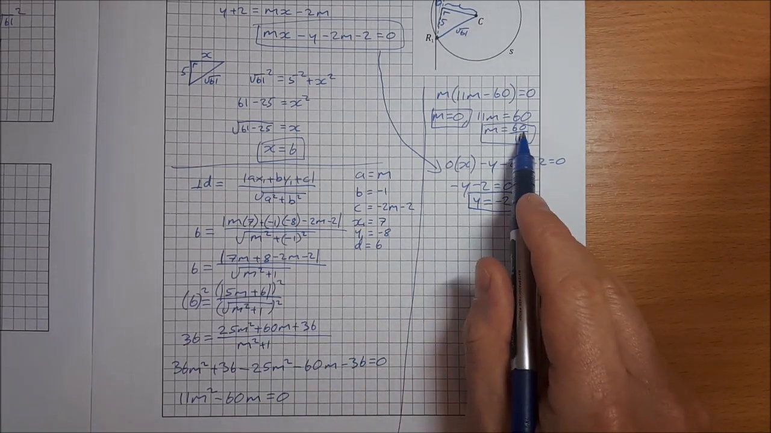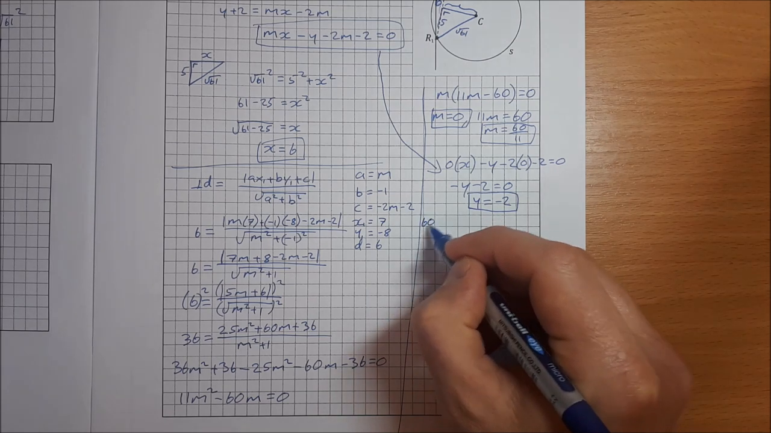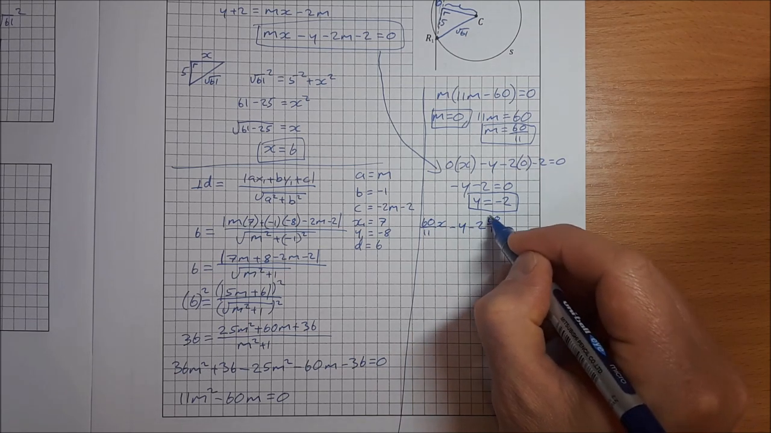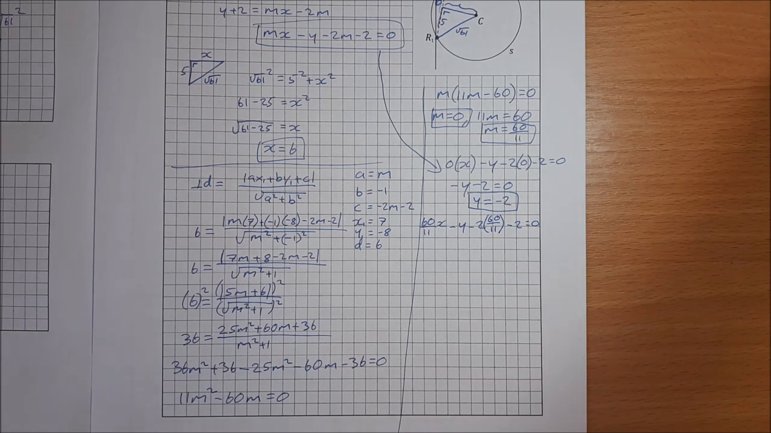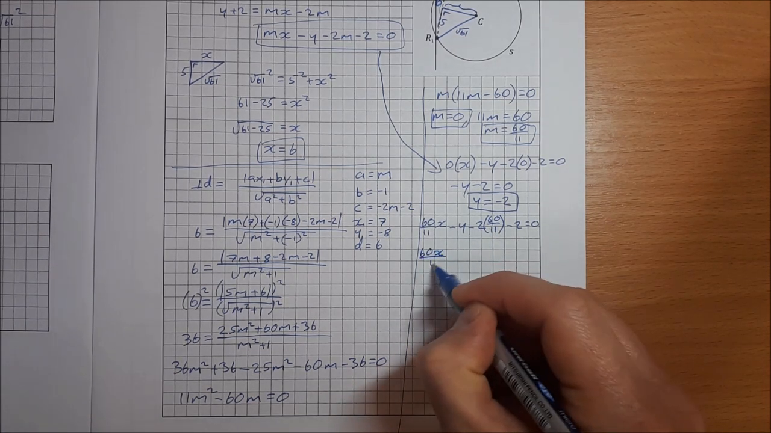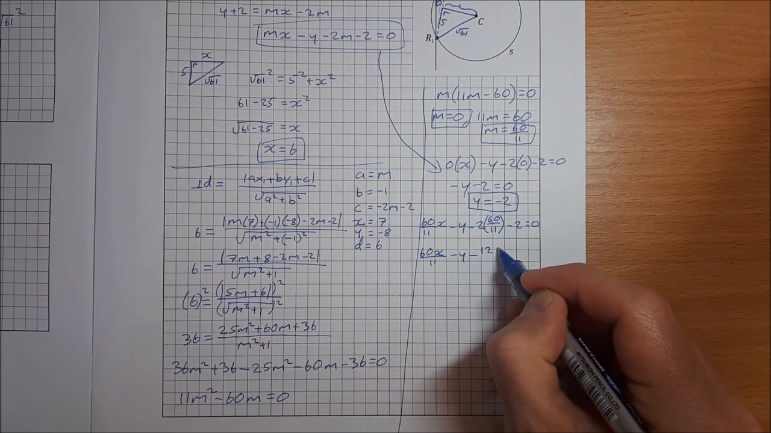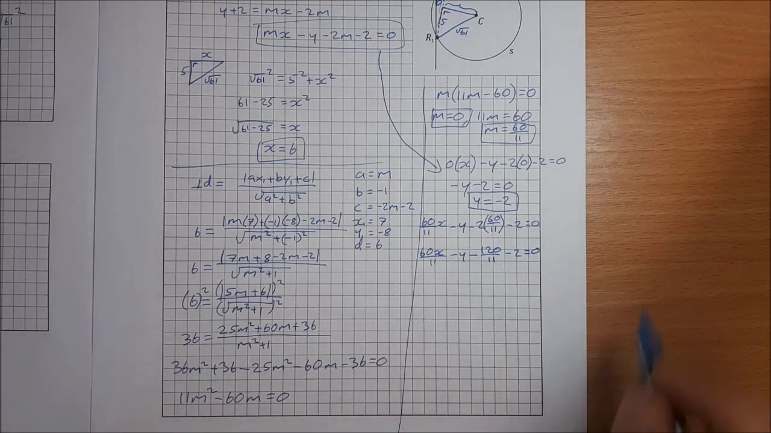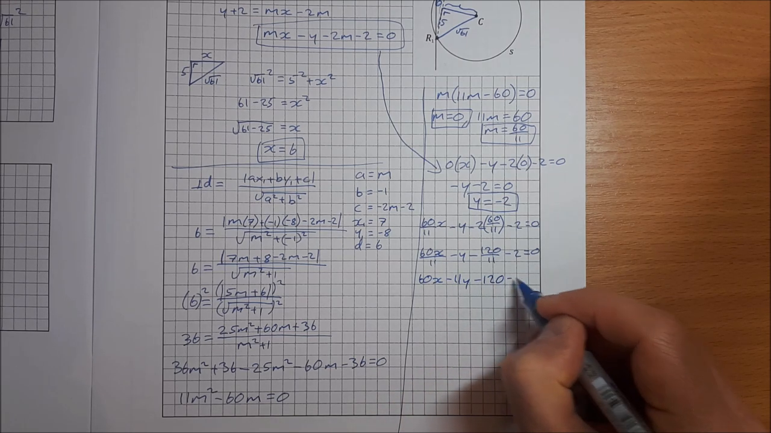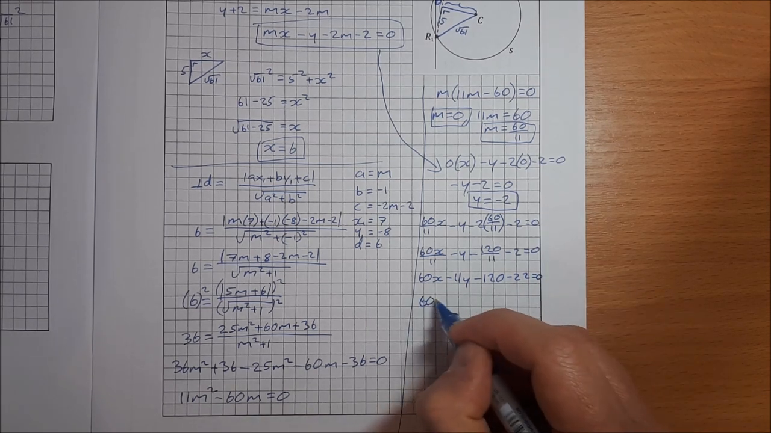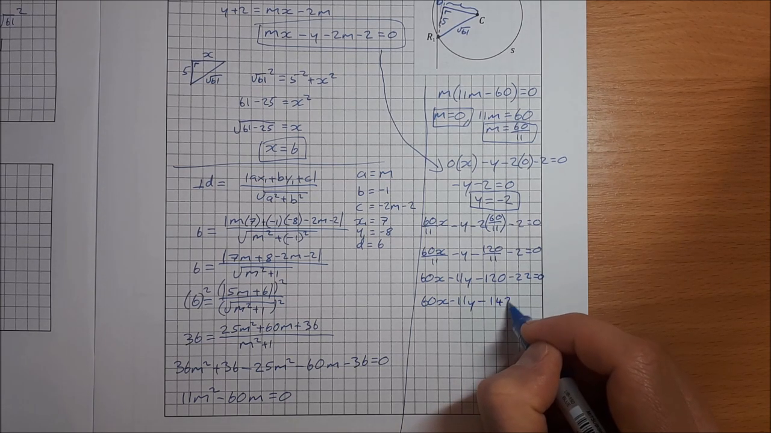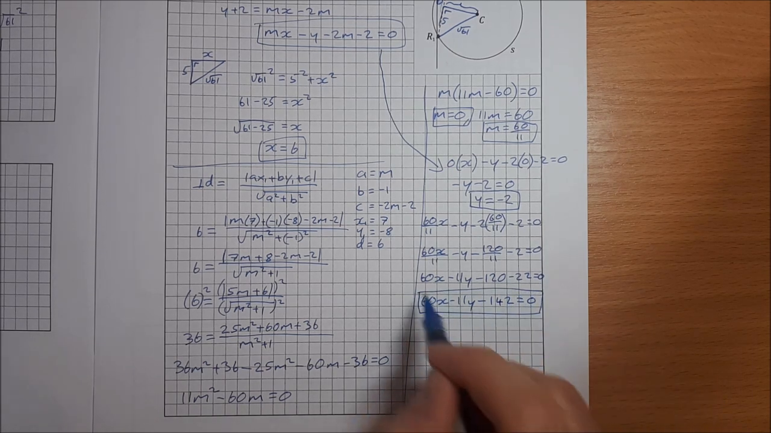And the second equation then, I'll sub in 60 over 11. So that's 60 over 11 x minus y minus 2 times 60 over 11 minus 2 is equal to 0. I think I'll multiply out the brackets first. So 60x over 11 minus y minus 120 over 11 minus 2 is equal to 0. And then multiply across by 11 to get 60x minus 11y minus 120 minus 22 is equal to 0. So 60x minus 11y minus 120 minus 22 is minus 142 is equal to 0. So that is the equation of the second line.